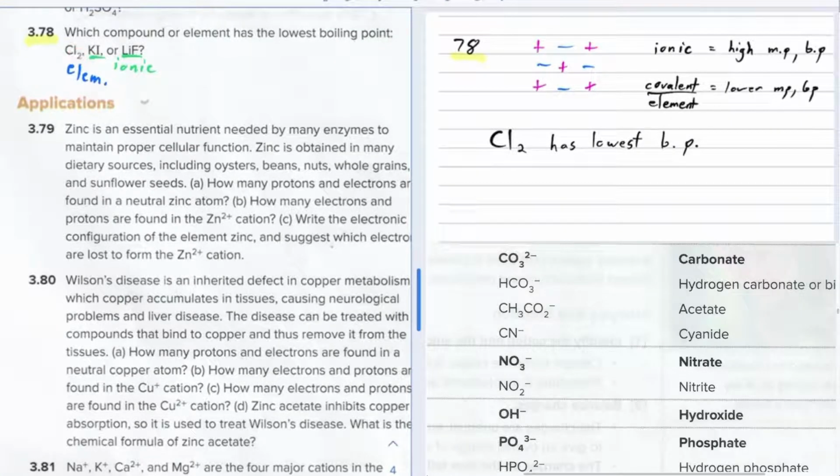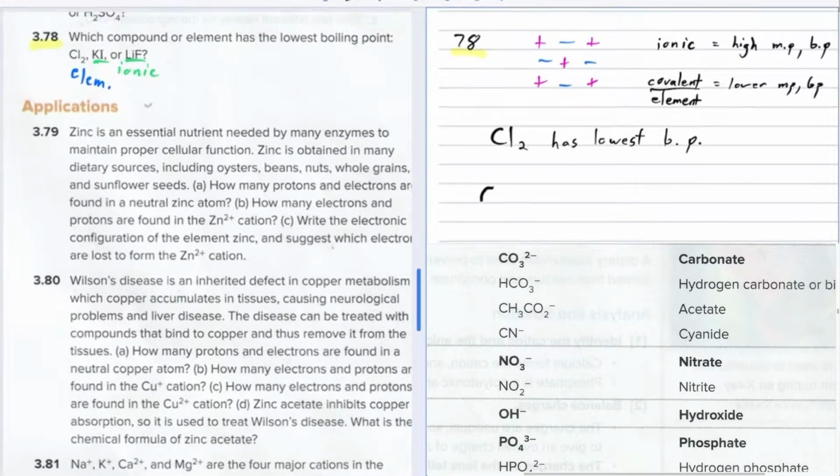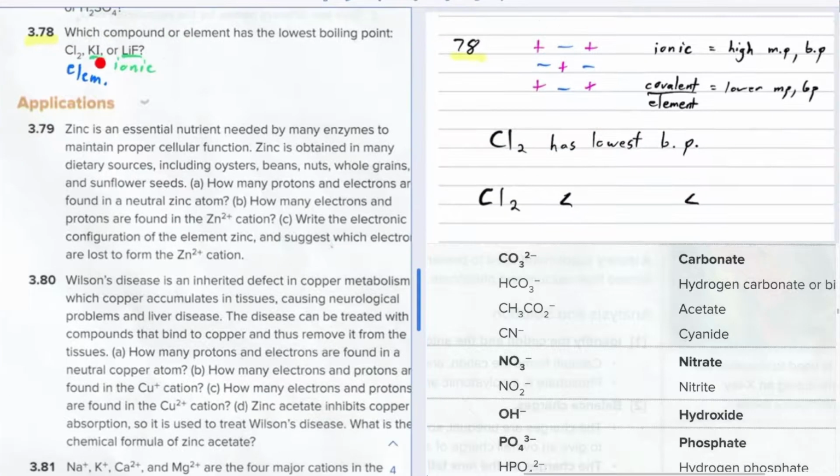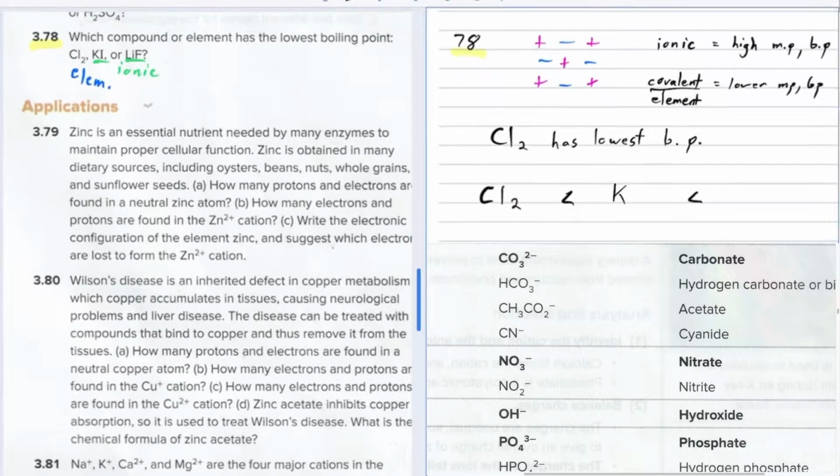Now suppose this problem asked you to put the boiling points in order of increasing boiling points. Cl2 would be the lowest, and then which one would come next? It turns out that KI has a lower boiling point than LiF. They would both be much higher than Cl2. So KI, and then LiF.